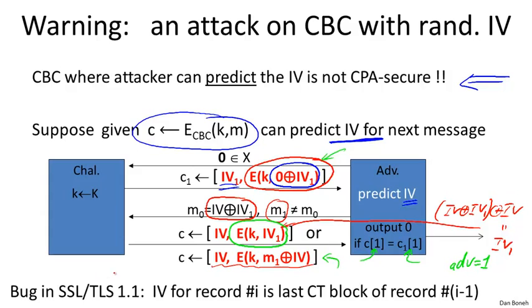In particular, even in the SSL protocol, in TLS 1.1, the IV for record number I is the last ciphertext block of record number I-1. That means that given the encryption of record number I-1, the adversary knows exactly what IV is going to be used for record number I. Very recently, just last summer, this was converted into a pretty devastating attack on SSL. We'll describe that attack when we talk about SSL in more detail, but for now I wanted to make sure you understand that when you use CBC encryption, it's absolutely crucial that the IV be random.